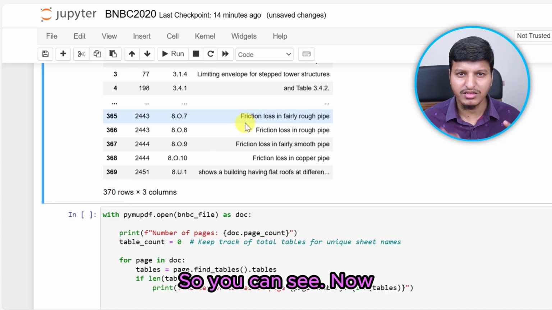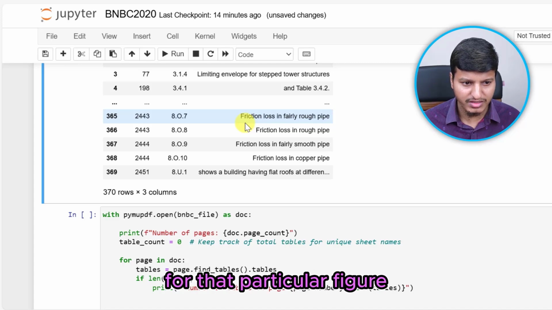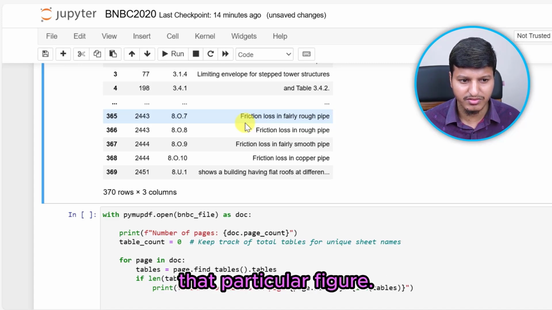So you can see now, if you want to find a specific figure, you can just search for that particular header for that figure, and then you can easily go to that figure.